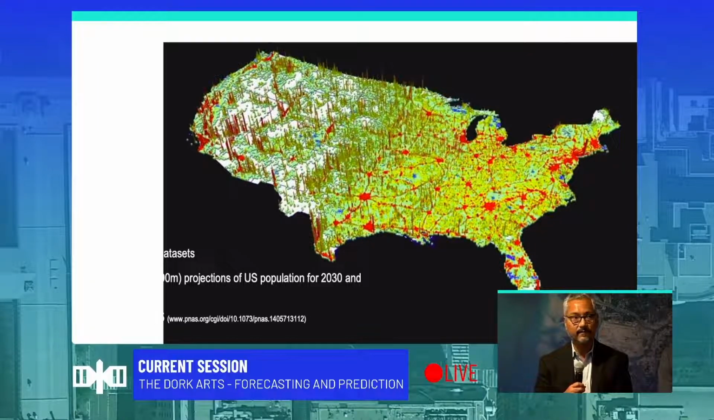So if there was a forecasting and prediction, it's the intersection of physical processes with human processes, and that's a pretty compelling, motivating thing for the community. What's next?